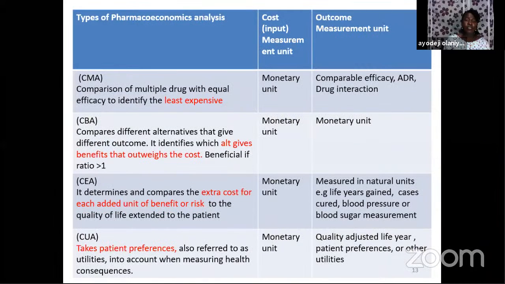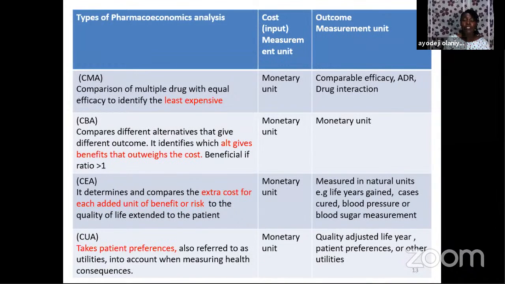is assumed to be the same. So the cost here, when multiple drugs are being compared, the least expensive should be chosen. Then when we are carrying out CBA, that's the cost-benefit analysis, the outcome is being measured in monetary units. Both outcome and cost are measured in monetary units. So this one gives an advantage in that different alternatives can be compared when they have different outcomes. And the alternative that gives the most benefit, the benefit that outweighs the cost, should be chosen.